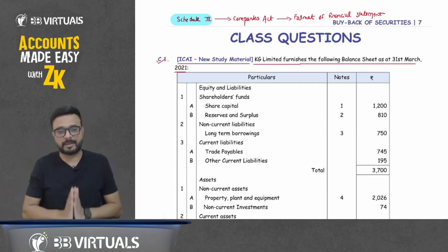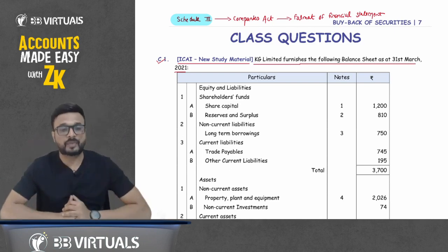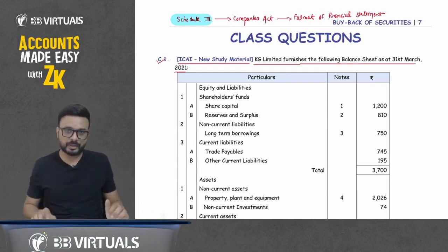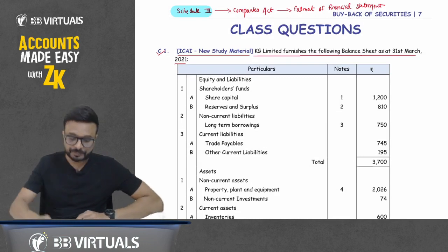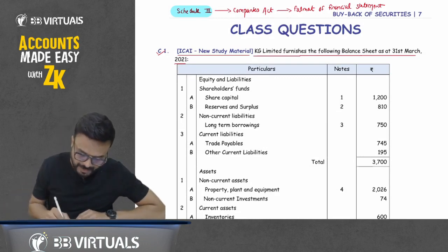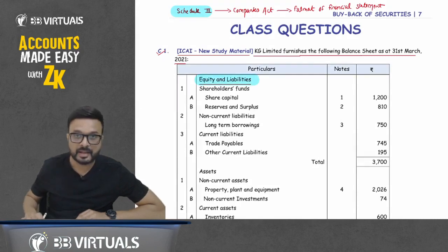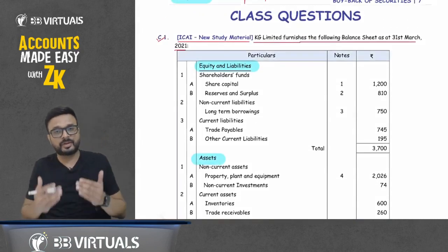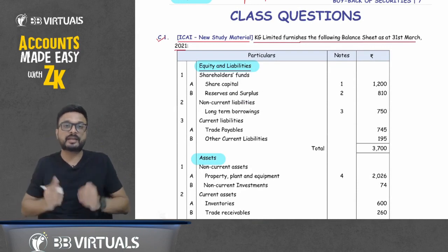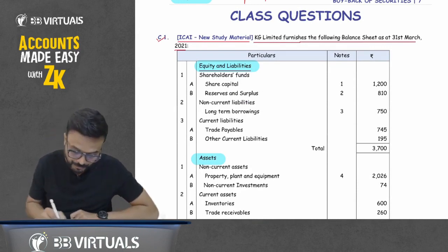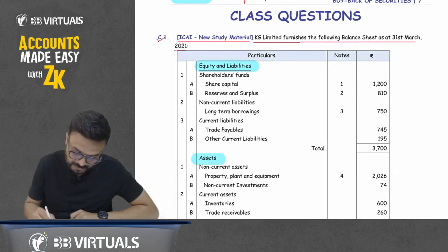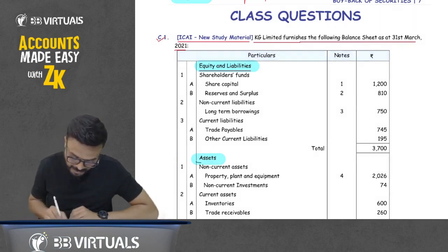But here in this chapter, because of the buyback option, a balance sheet will come. But don't worry about the format of the balance sheet. This is the liability side and this is the asset side. Schedule 3 says first we have to write equity and liability. This is the liability side and this is the asset side.